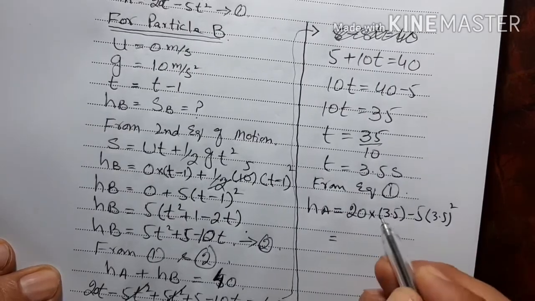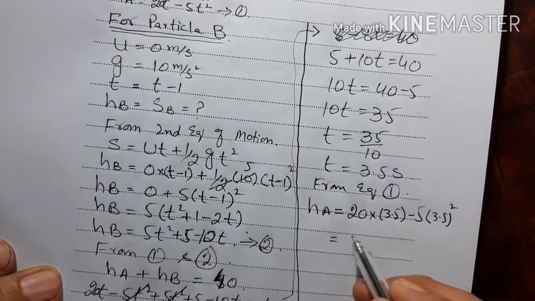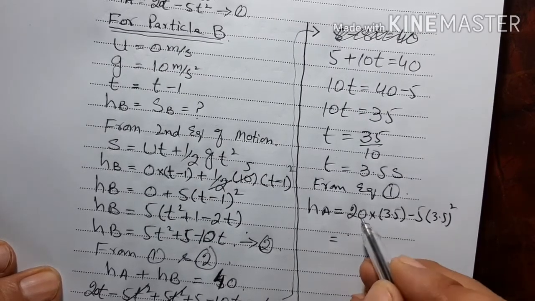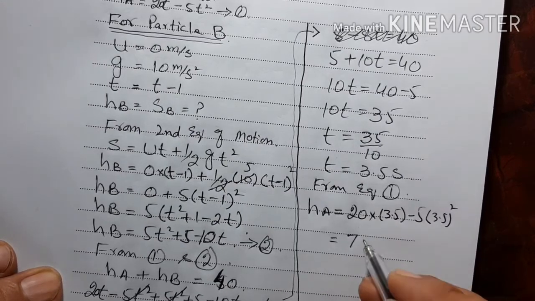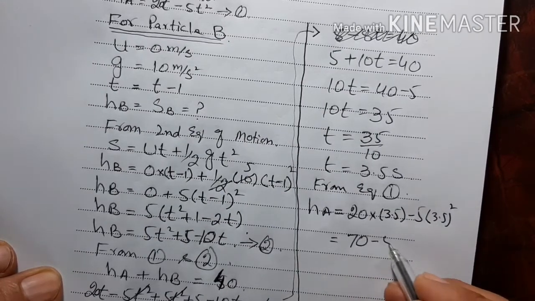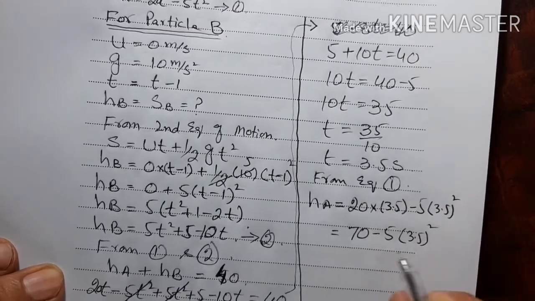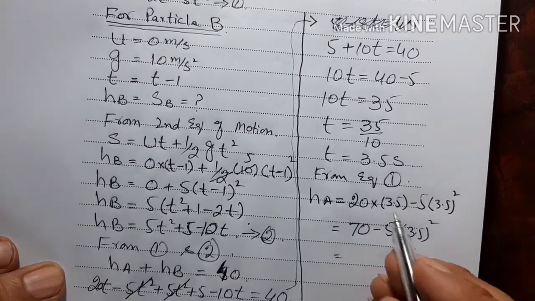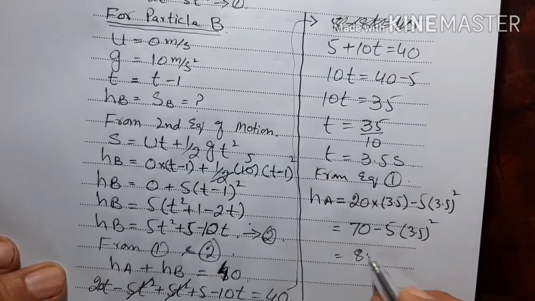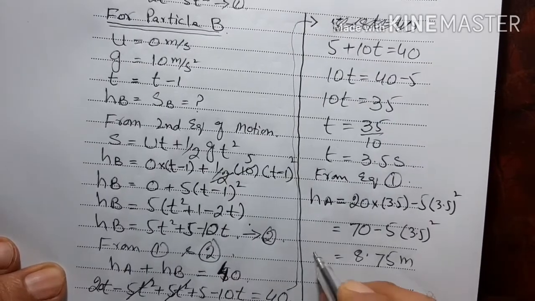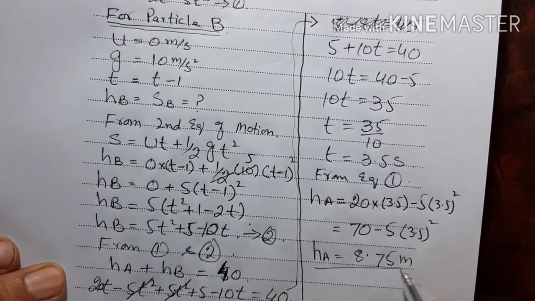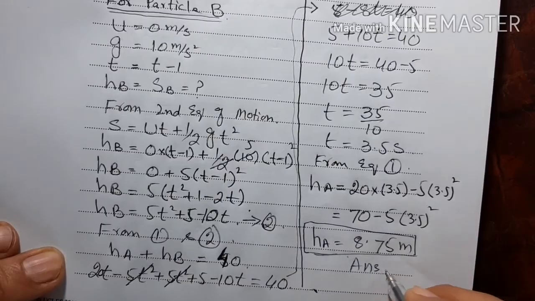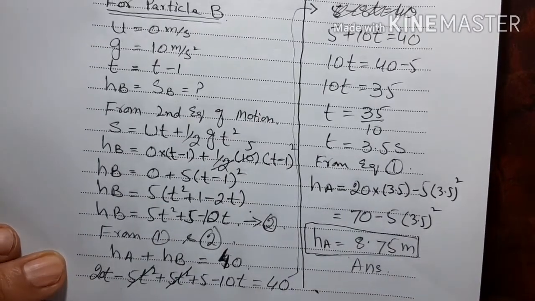So this will be 70 minus 5 into 3.5 square. So by the help of calculator, when we will solve it, it will be 8.75 meter. So this is the height above the ground when both particles will collide. So that is the answer of part 1.